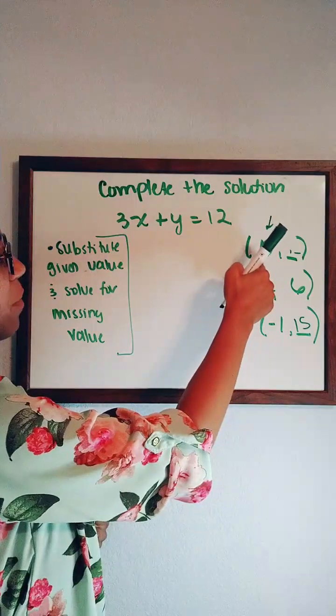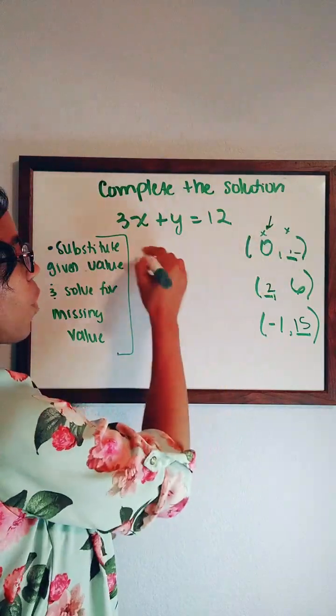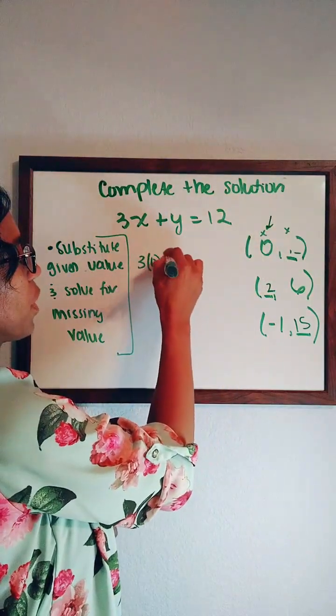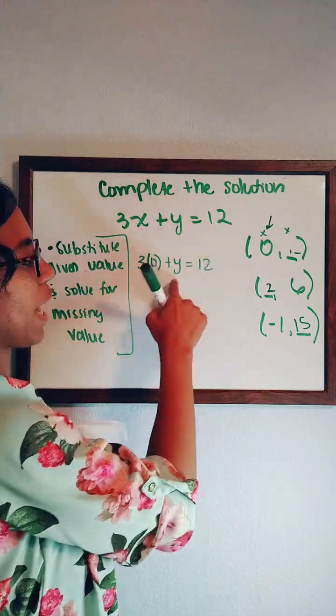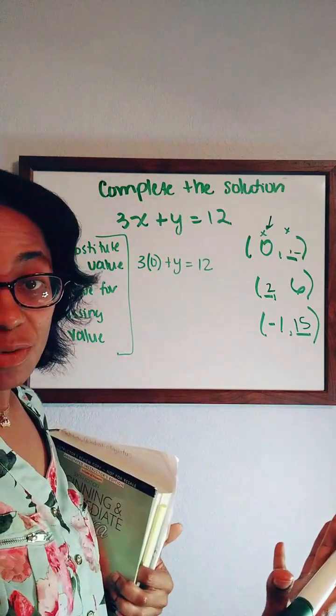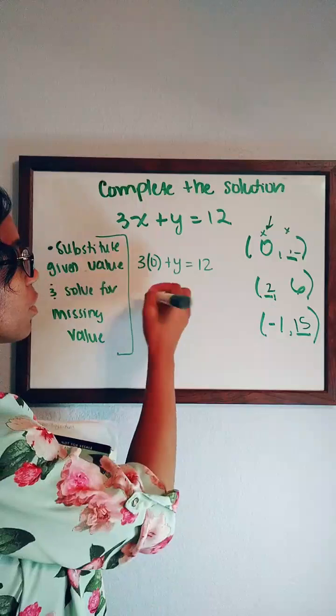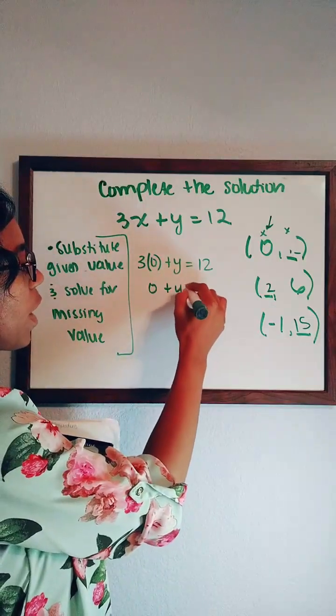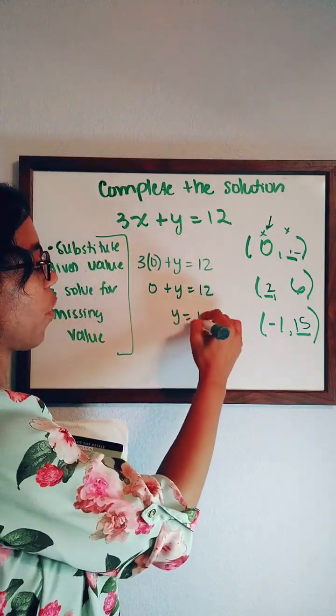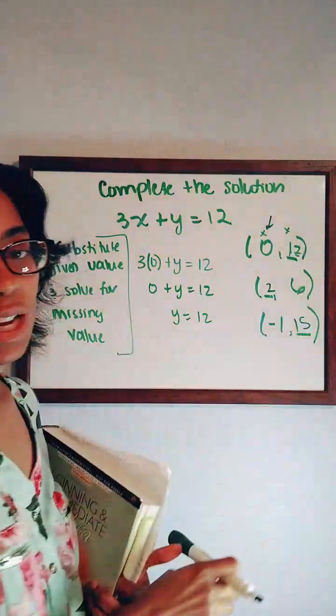They gave me x, so this is your x and this is your y. I'm going to always substitute in what they give me. And remember, when I have one variable, I always solve for it. So this will be 3 times 0, which is 0, plus y is equal to 12. So then y is equal to 12. And you'll do that every single time.